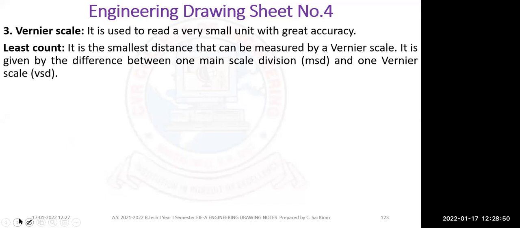The least count of Vernier scale, or screw gauge or micrometer, which you learned in your physics classes. 0.01. So you can measure up to 2 units or 3 units in the Vernier scale.